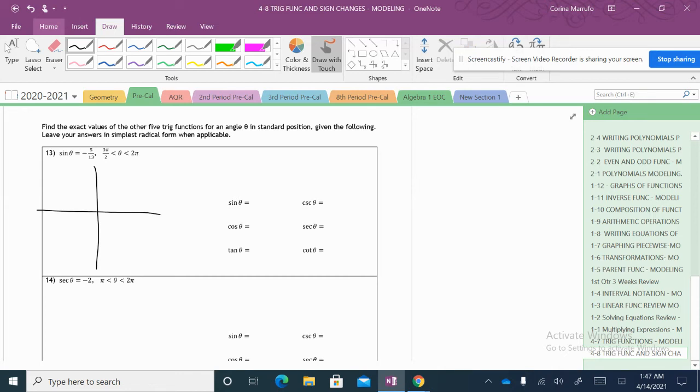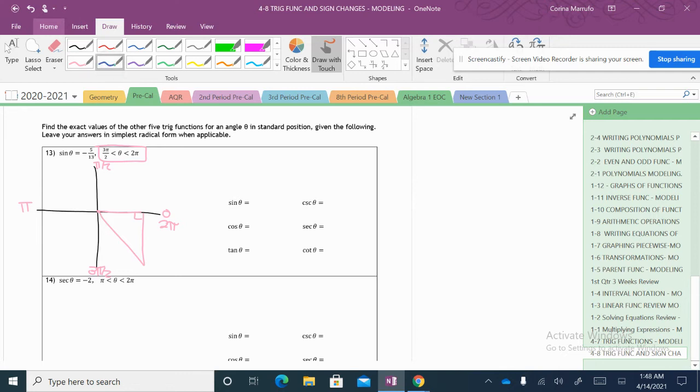So here it says it has to be between 3 pi over 2 and 2 pi. So this is 0. This is half a pi. This is 1 pi. This is 3 pi over 2. And then this is 2 pi. Okay, which means that our triangle is going to be right here because they tell us that in this section. Okay. And then from there, it tells us that sine of theta is negative 5 over 13.